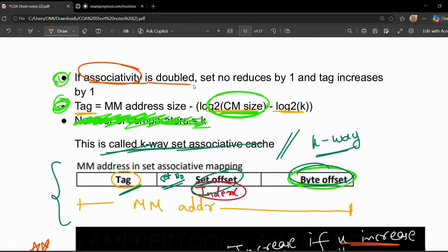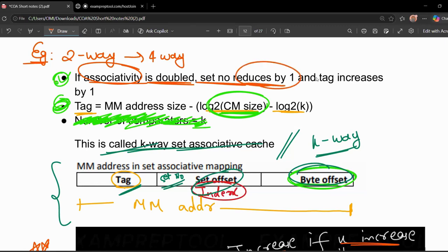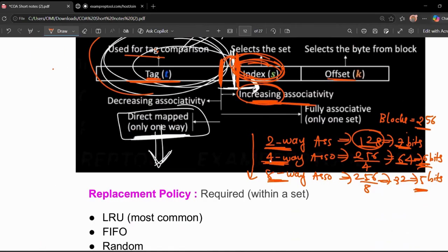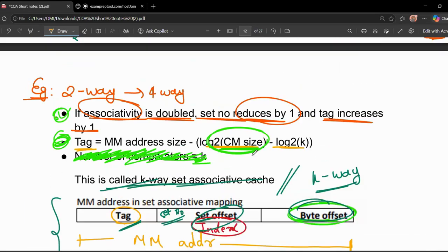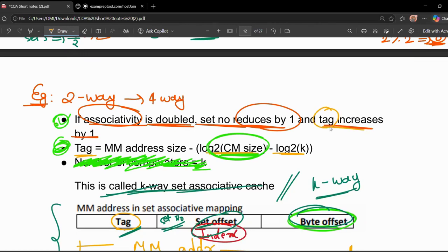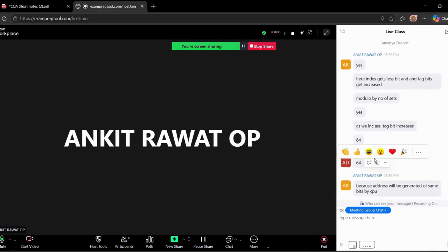If associativity is doubled, for example from two-way to four-way, what happens? The set number reduces by one bit, and the tag increases by one bit. We have seen that if we double the associativity, for example from four-way to eight-way, there is just a one bit change. So one bit has to increase. Who will increase? The tag bits increase by one. Yes or no? Is this clear?